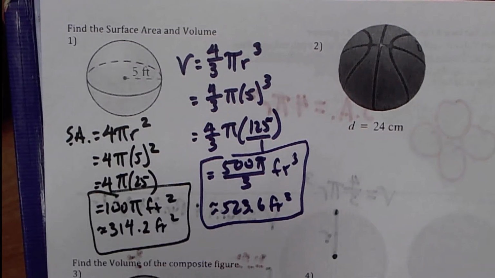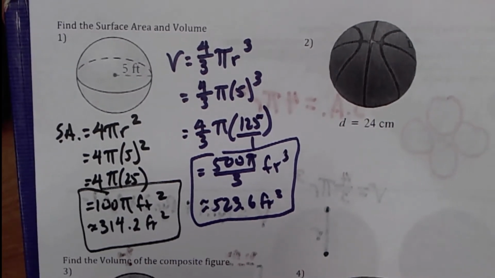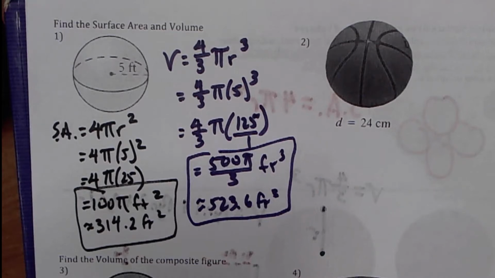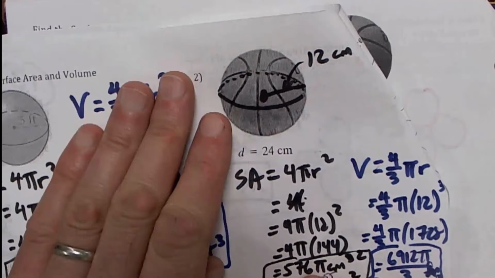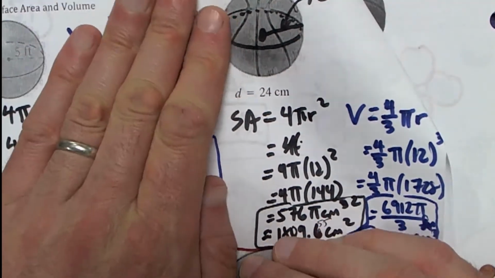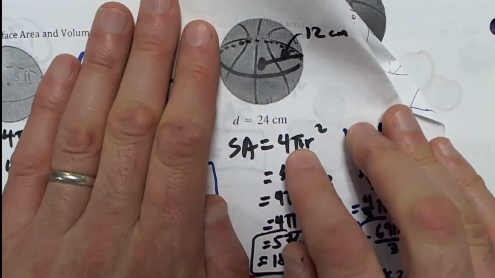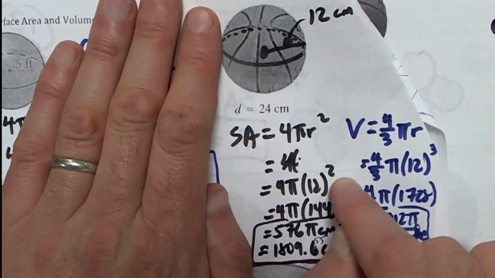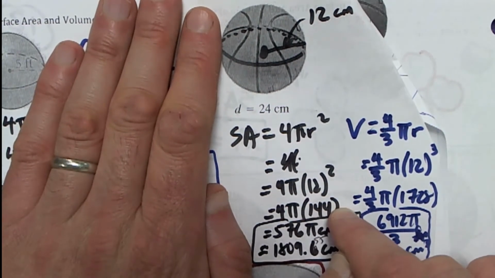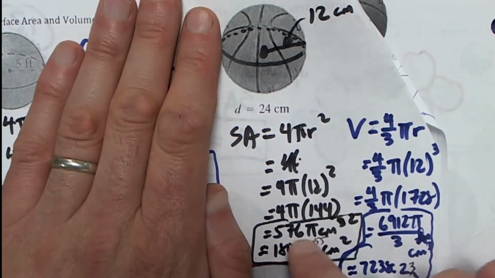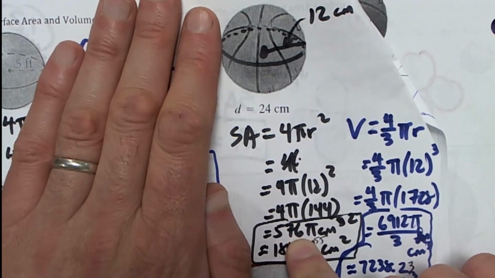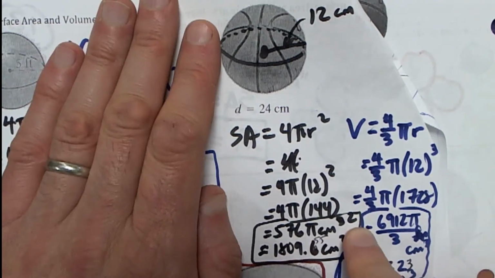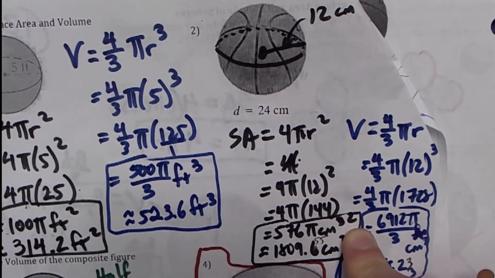Okay. Go ahead and pause the video. Try to do number 2. The diameter is 24 centimeters. Go ahead and pause the video. Okay, so I'll just show our answer here to speed us along. So our surface area is 4 pi r squared. Our radius is 12. So 4 pi times 12 squared, which is 144. 4 times 144 is 576. You could say 576 centimeters squared.